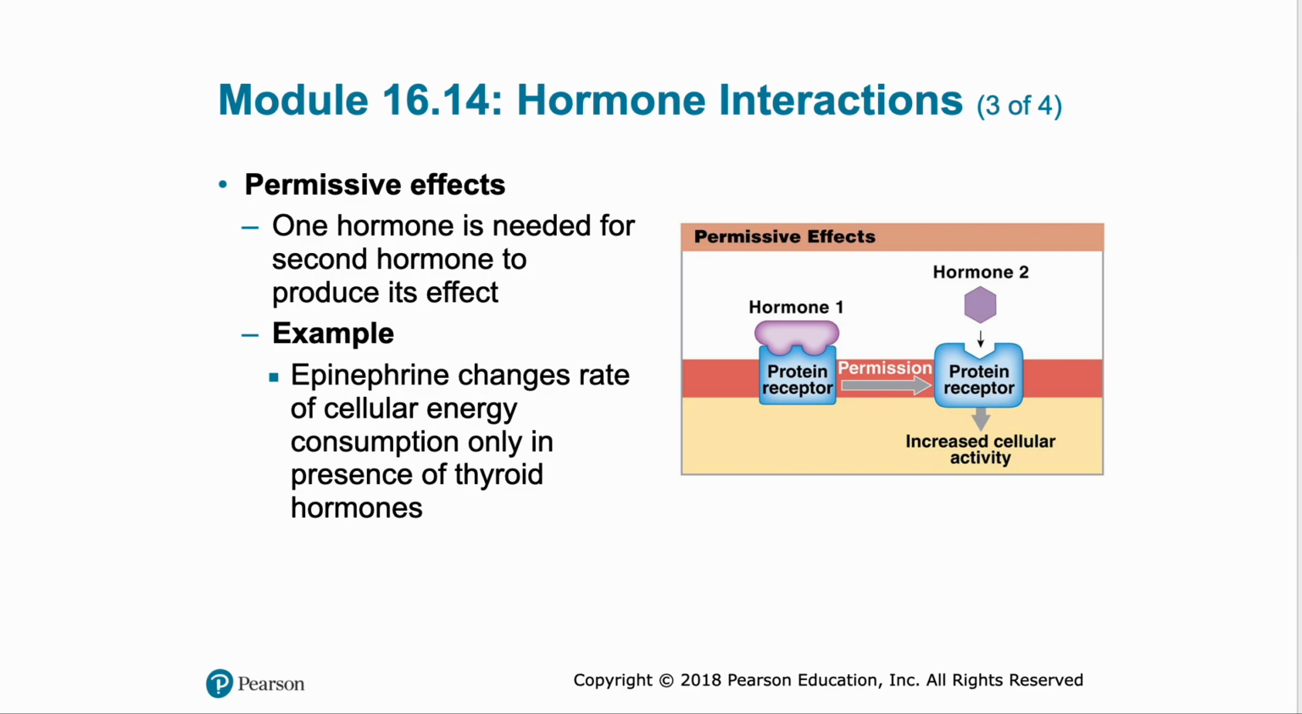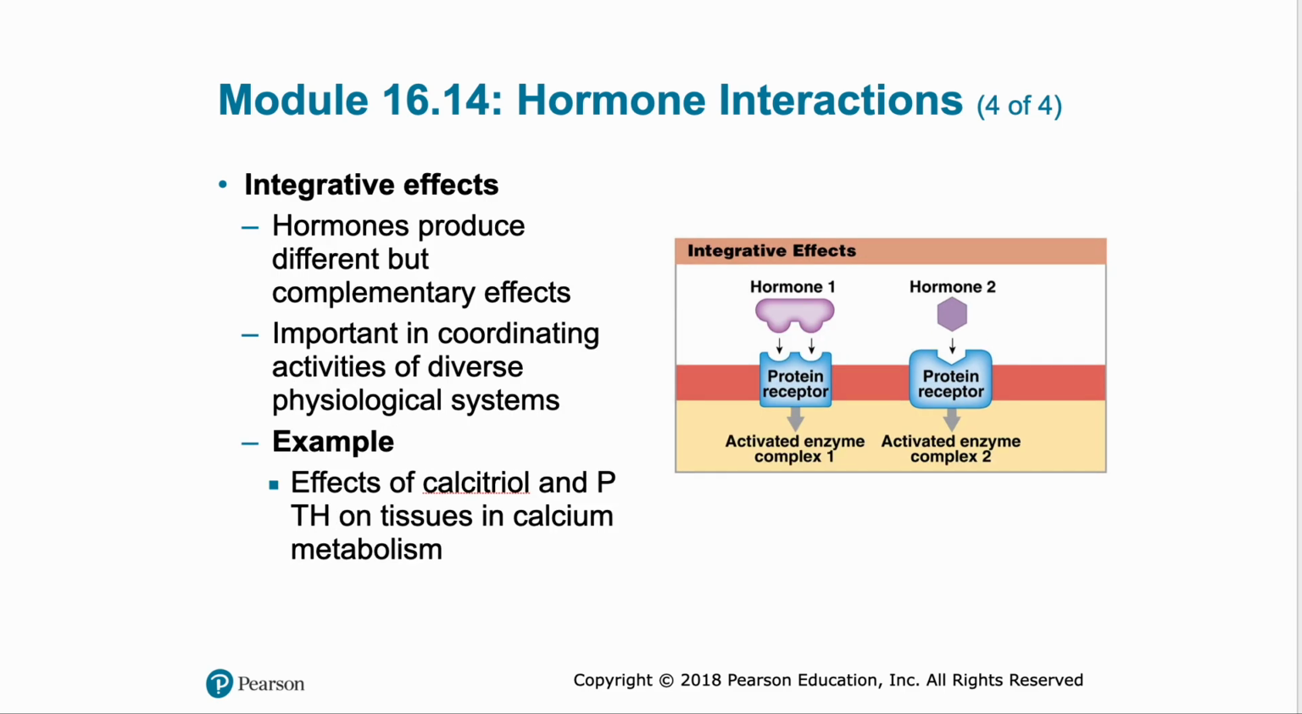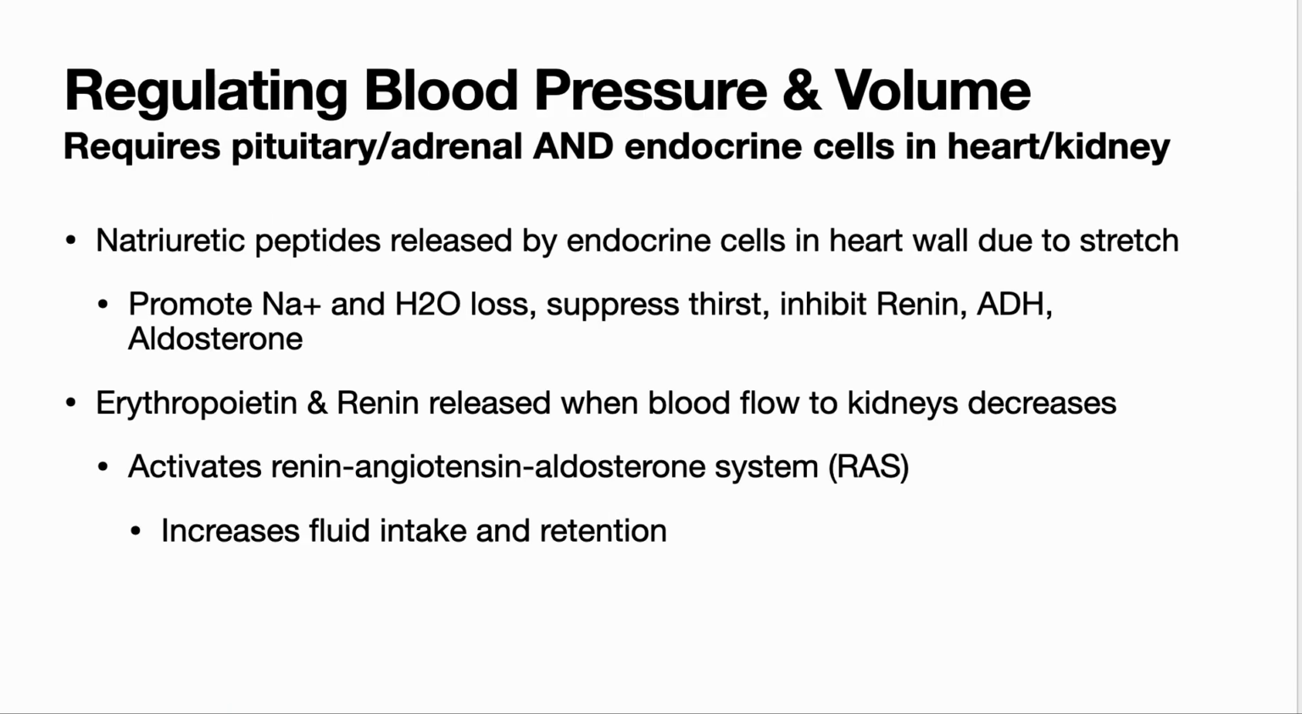Those permissive effects, you need one hormone in order for the second one to have an effect. Epinephrine is a great example of that because it requires the presence of thyroid hormone for it to have its effect. And then those integrative effects, we're going to get complementary impacts as a result of these two hormones binding. This is going to be important for the coordination of physiological systems. And again, a great example of this is calcitriol and PTH on calcium metabolism. Okay, so those are the different ways that hormones might interact when multiple hormones are binding to the same cell.